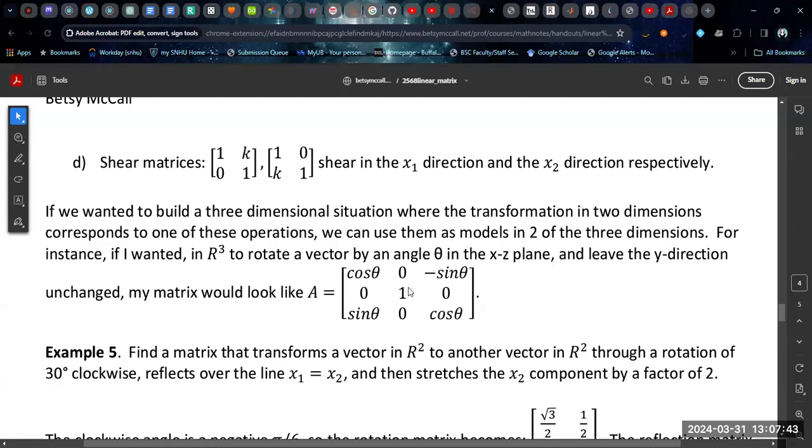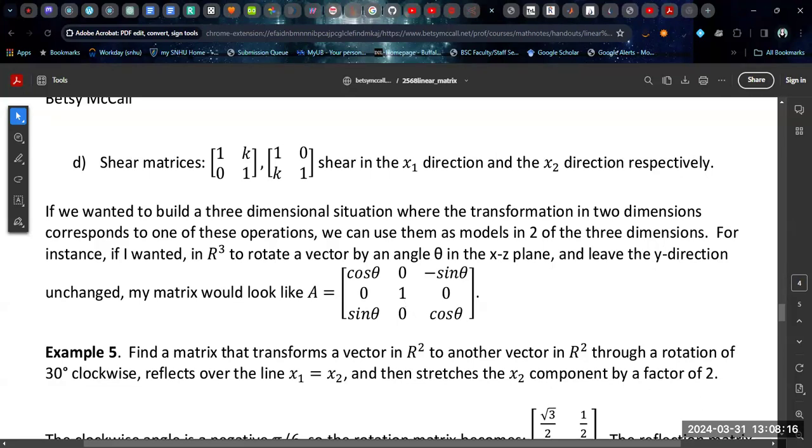Now, as I mentioned, if you want to build a three-dimensional situation, some of these will generalize to three dimensions without too much of a problem. But in the rotation matrix, for instance, here we're rotating in the XZ plane. So our rotation components are in the first and third columns. And then the identity would go in the missing dimension, because when you're rotating, you're always rotating just in a plane and the other component remains fixed.